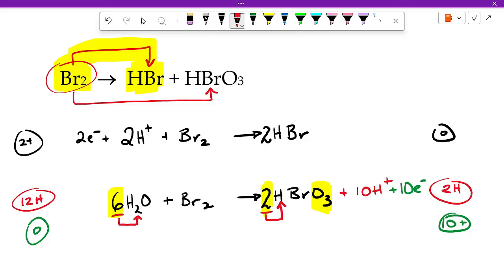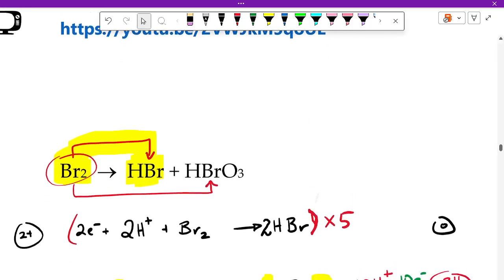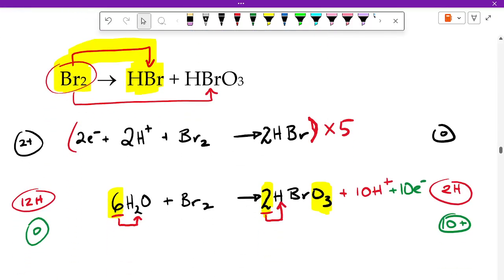Yeah, after this, we make our electrons in equal our electrons out. And it doesn't matter whether you write the times 5 at the beginning or the end. I've got more room over here this time, so I'm going to write it there. This one we're doing in acid because it's HBr. So yeah, it has to be an acid pretty much.